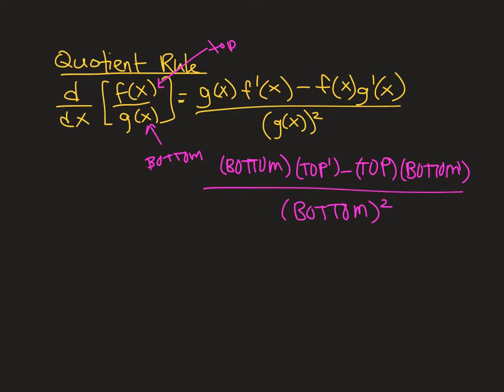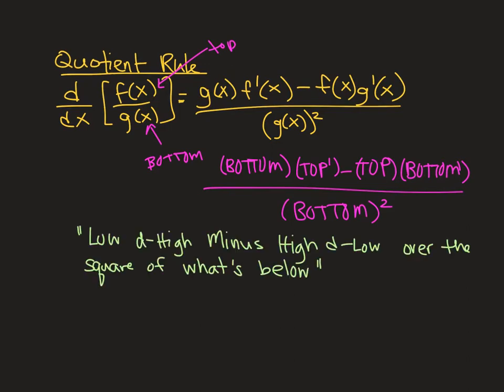Another way that I have heard people remember it, so the way I just showed you is the way that I've been remembering it since high school. Another way that I think works for some people is they say low d high minus high d low over the square of what's below. So I'll write that out if you want to use that to remember it. You can use any way that you want to remember it.